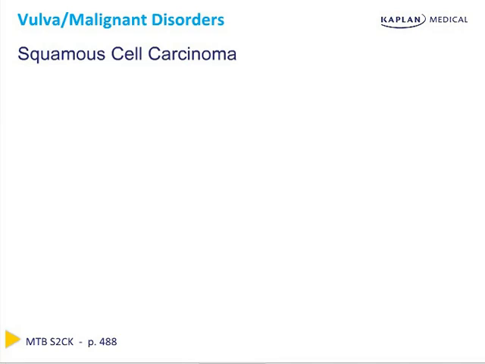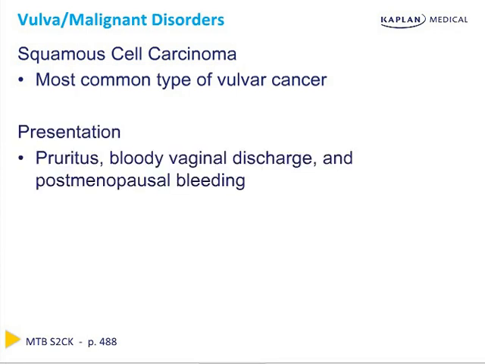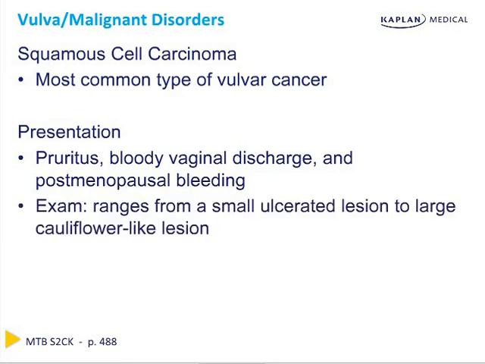Squamous cell carcinoma is the most common type of vulvar cancer, accounting for about 90% of the cases. The next most common is melanoma, followed by various types of sarcoma. It presents with pruritus, bloody vaginal discharge, and postmenopausal bleeding, and on physical exam can range from small ulcerated lesions to large verrucous cauliflower-like lesions. I can't drive this home enough when it comes to vulvar disease. A biopsy is essential for all of these diagnoses.